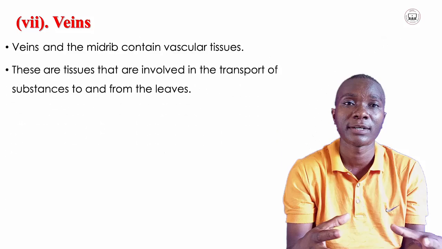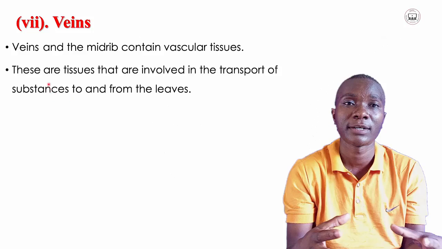The veins. I talked of the cuticle, the upper epidermis, the parasite. Just below the parasites, we have got the vascular bundles. In the vascular bundles, these are the veins. The veins and the midribs contain these what? Vascular bundles. In these vascular bundles, we have got two: the xylem and the phloem.